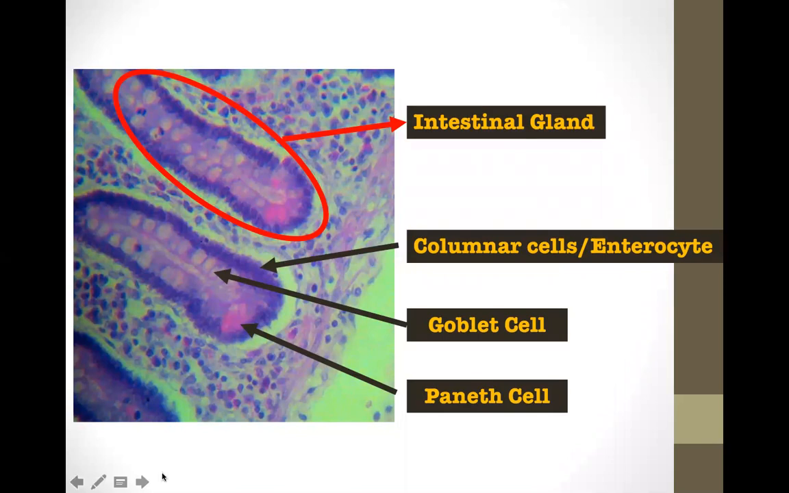If you notice, these are the intestinal glands. These intestinal glands are composed of, number 1, the columnar cells, those are your parenchyma. Your goblet cells are in here, and your Paneth cells, the red staining. So, again, based on our table, please know the function and the location of these small intestinal cells.